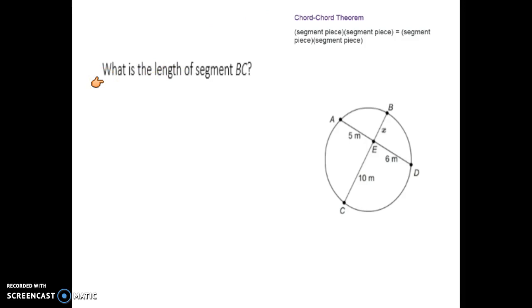All right, there were some more questions involving different theorems. This is wanting the length of BC. So they want the length of this whole segment. So first we have to find the length of this segment here, and this is the chord theorem. So our formula is going to be AE times ED, so segment times the segment, is equal to CE times BE.